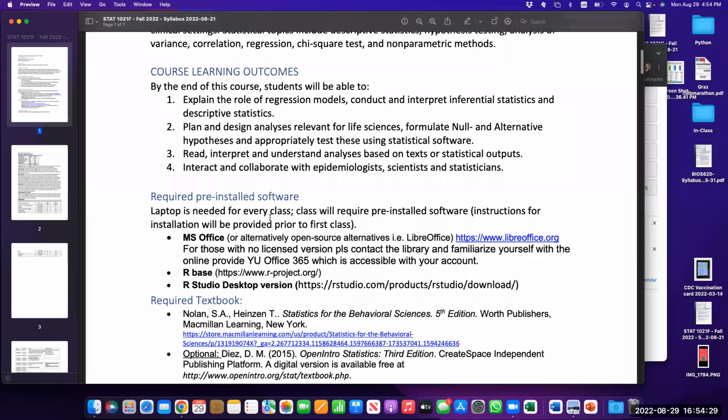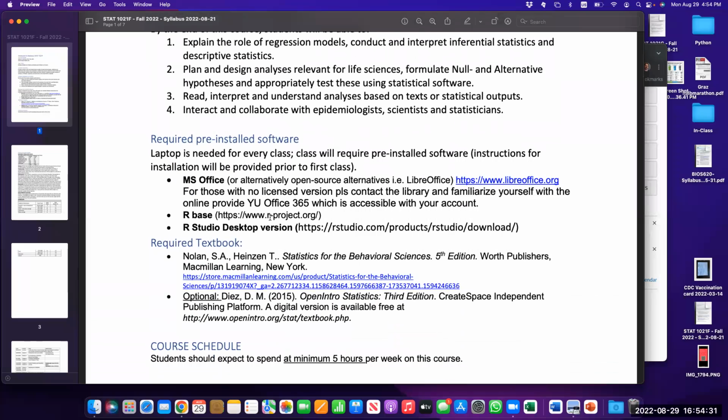We need pre-installed software. So we need MS Office, we need some form of, any questions so far about the aims, objectives of the course? There will be questions, but I think for now, we're good.